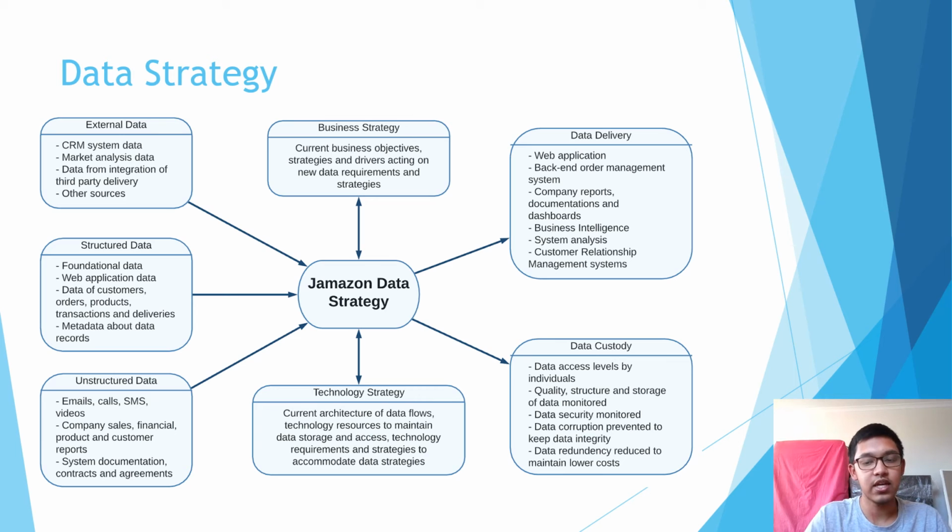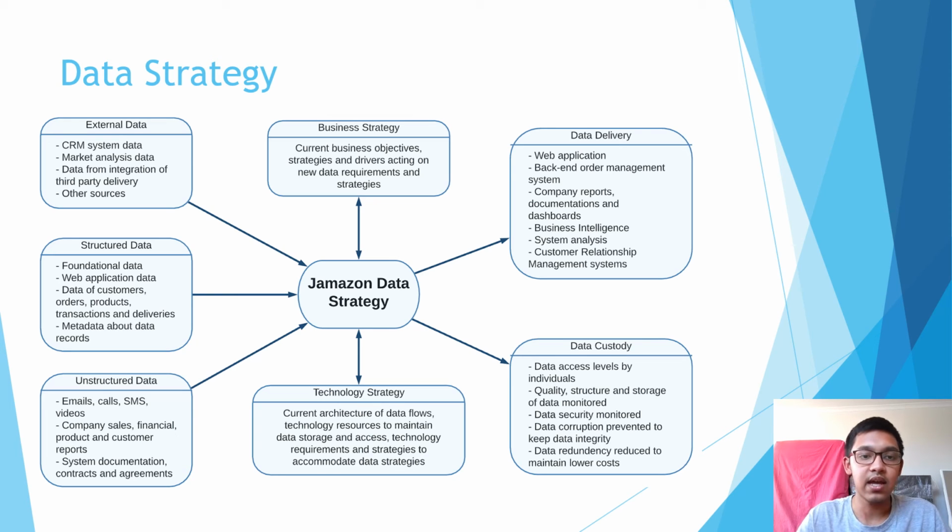Jamazon's data strategy is set up to be aligned with the business strategy in order to provide the right data to the right person at the right time. And it is also aligned with the technology strategy in order to provide the architecture and the infrastructure of data flows, data storage, and data processing within Jamazon's system. And we make use of three different types of data: external data, structured data, and unstructured data.